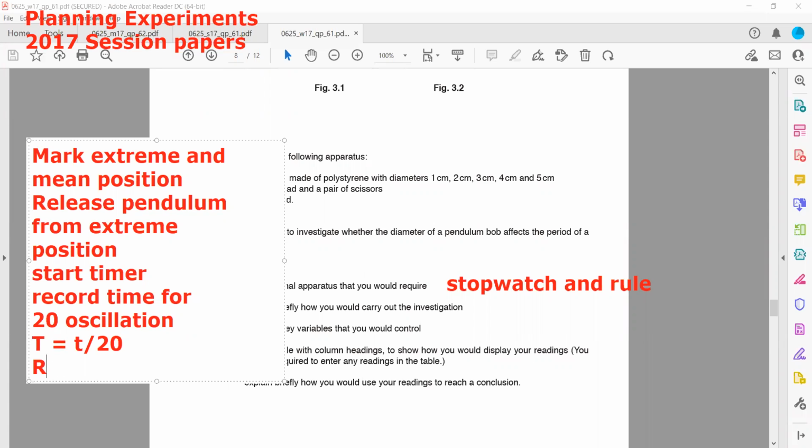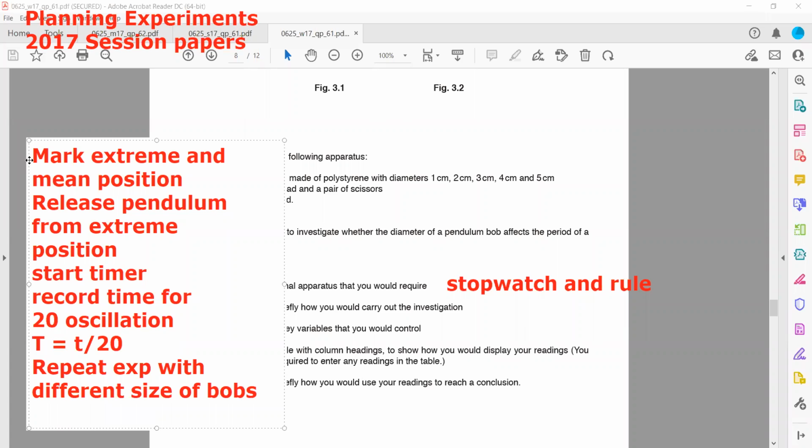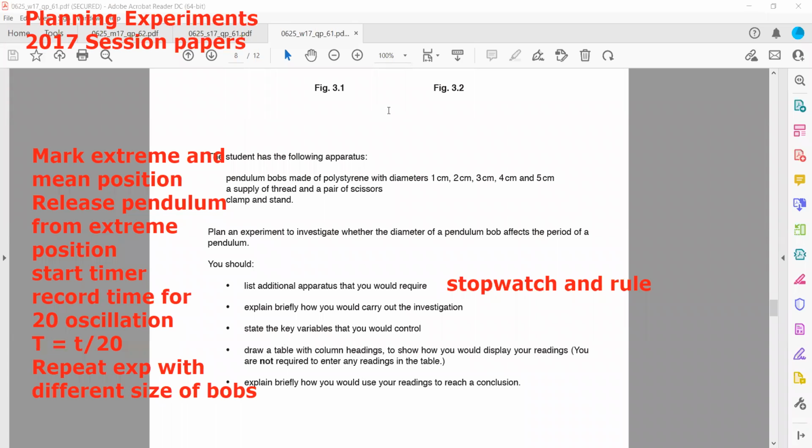Then we will repeat the experiment with different sizes of bob. Like we did the example for 1 centimeter, then we'll do it for 2, 3, 4, and 5. So this is how we carry out this investigation. That's a plan.